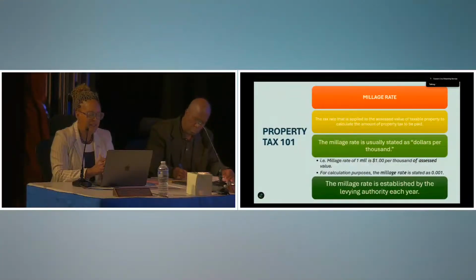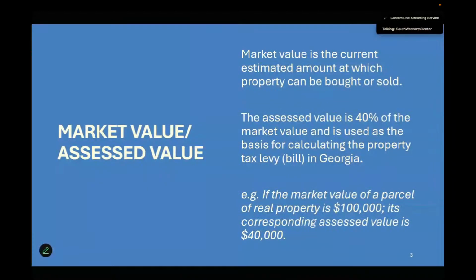So I always like to start with a little bit of a primer for those who don't work with millage every day. It's always helpful to be reminded that the millage rate is applied to the assessed value of taxable property to calculate the amount of property taxes that are due to be paid. Millage rate is stated as dollars per thousand. So 1 mil is $1 per thousand of assessed value. And for calculation purposes, 1 mil is stated as 0.001. Millage rate is established every year by the levying taxing authority. Next slide, please.